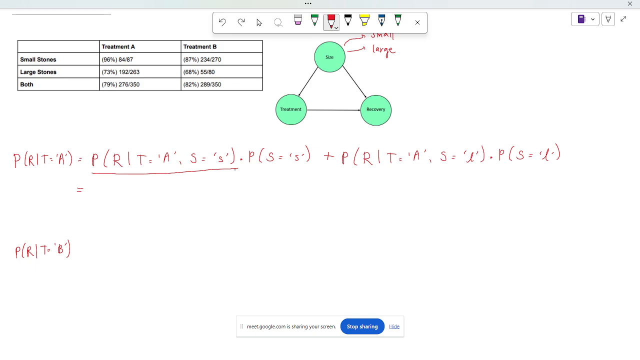I'm going to start with just this particular value. What is the probability of recovery, given that the treatment is A? I'm going to come to this column and that the size is small. So this rate is 96%, 0.96. And then we're going to multiply it with the probability that the size is small.